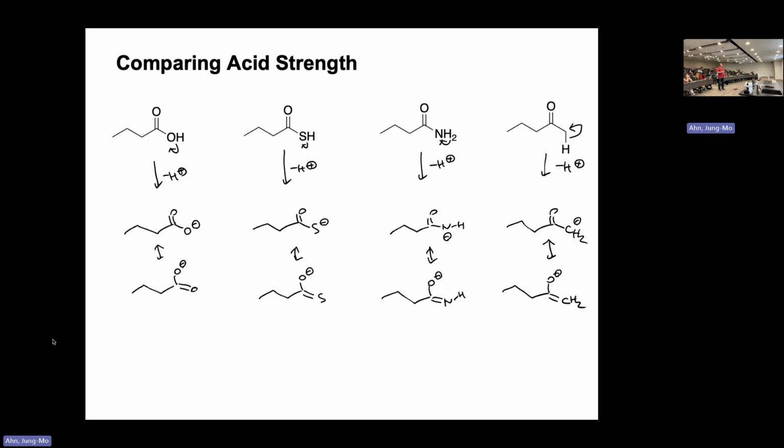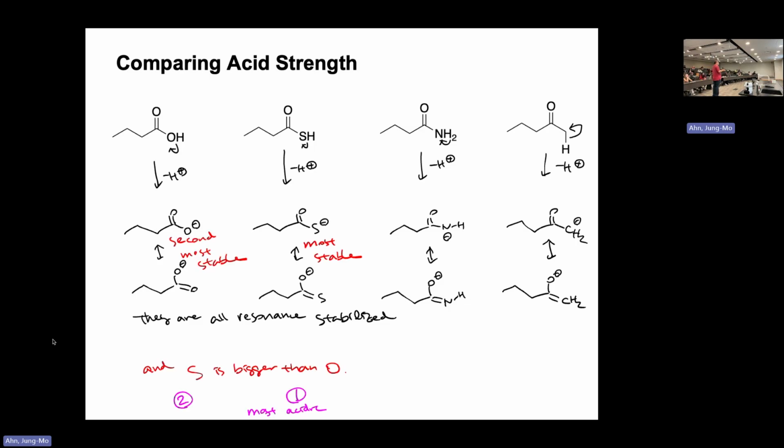So let's talk about these two first. Oxygen negatively charged, sulfur negatively charged. This is a topic we already talked about. Oxygen is more electronegative than sulfur, but sulfur is bigger than oxygen. So which can handle negative charge better? The sulfur, because it's a bigger atom. So if you're comparing those two, this one is more stable than that one. At least we know that.